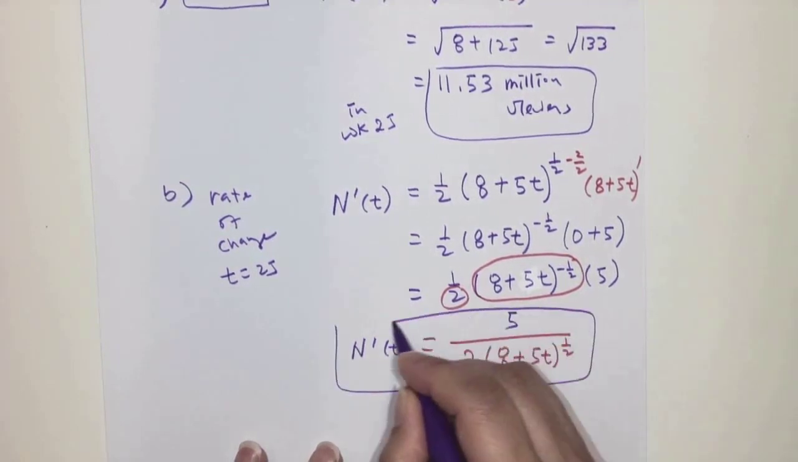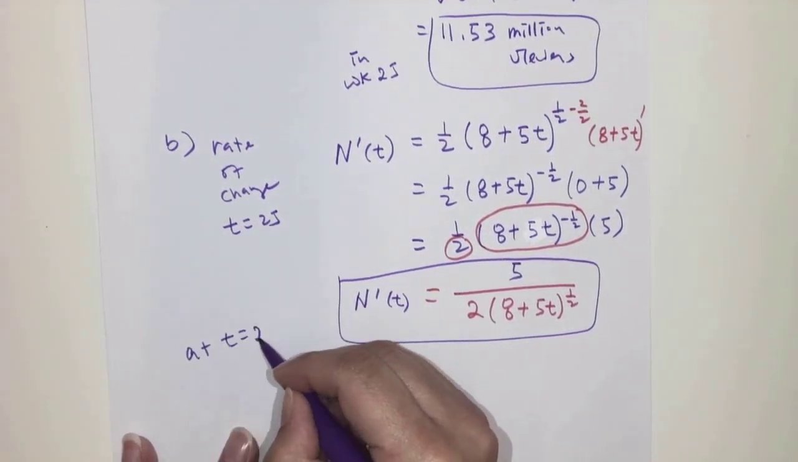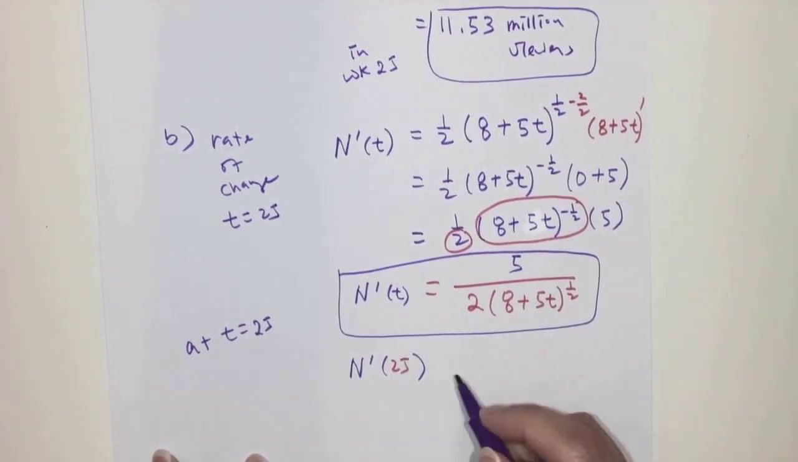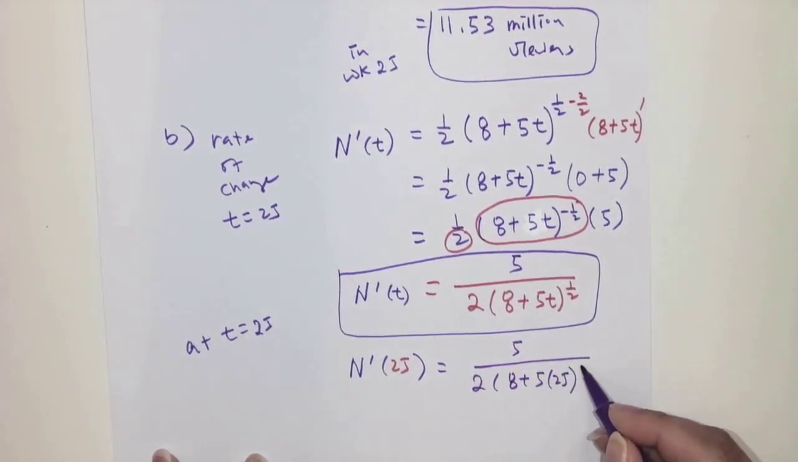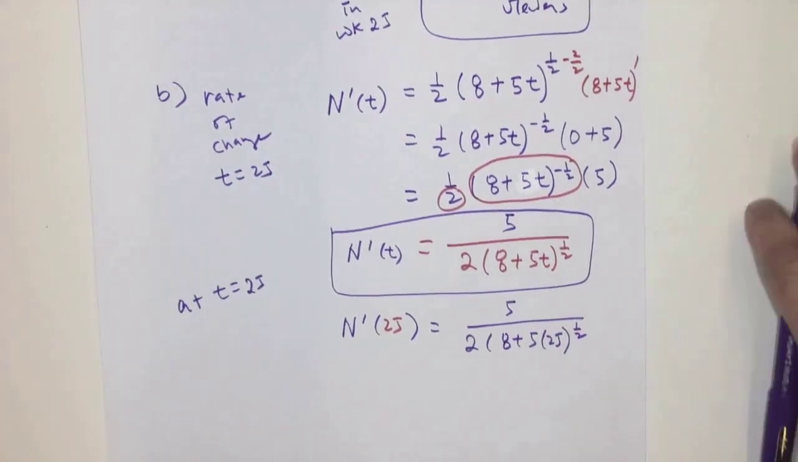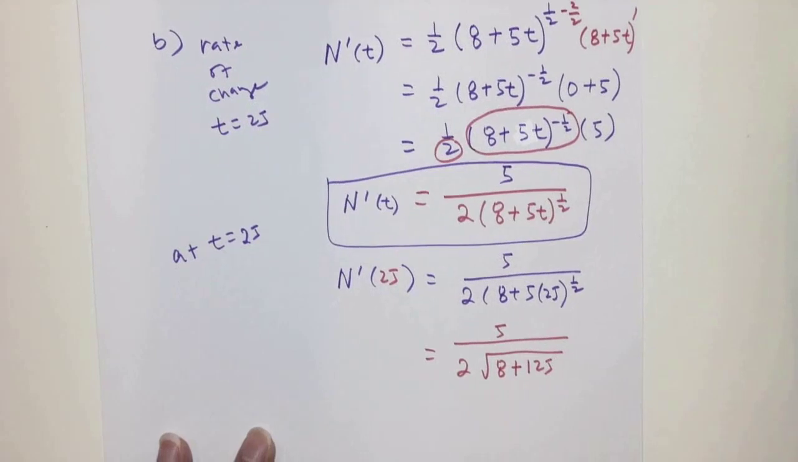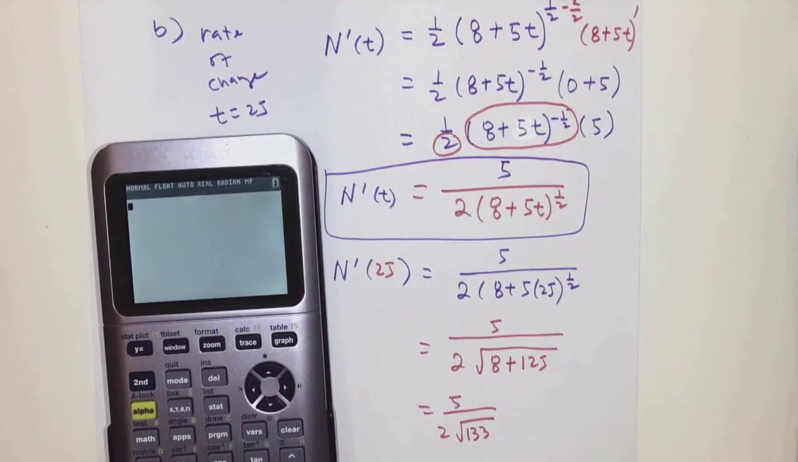So that's the rate of change function, but they want it to be at week 25. So I'm going to need to plug in n prime of 25 in here. I'm going to have 5 over 2 times the square root of 8 plus 5 times 25. We need to raise to 1/2 power, or you can take the square root of it, either way. We have 2 square root of 8 plus 125, right? So that would be 5 over 2 square root of 133 again, right? So put it in the calculator. I don't think I can do it by hand.